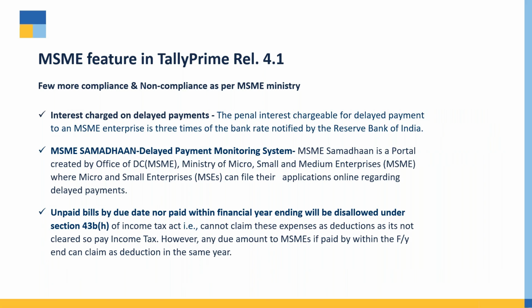So as we said, how is the MSME Development Act protecting delayed payments for all MSMEs? It's very simple. The penal interest chargeable for delayed payment to an MSME enterprise is 3 times the bank rate notified by the Reserve Bank of India. So if I'm delaying payment to an MSME, not paying within the timelines, then for every delayed day, I need to add 3 times the interest rate as notified by the Reserve Bank of India.